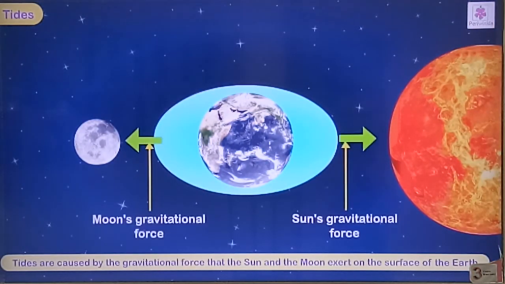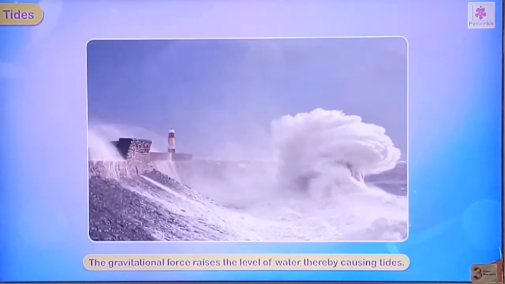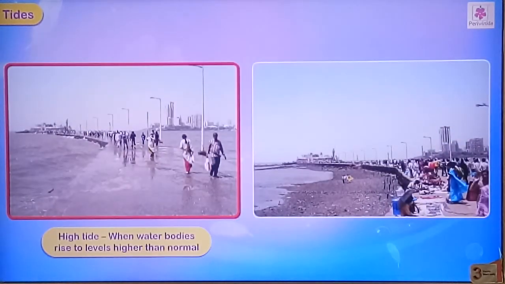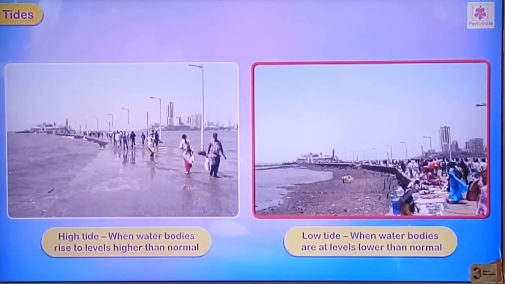Tides are caused by the gravitational force that the sun and the moon exert on the surface of the earth. The gravitational force raises the level of water, thereby causing tides. High tide is when water bodies rise to levels higher than normal, and low tide is when water bodies are at levels lower than normal.